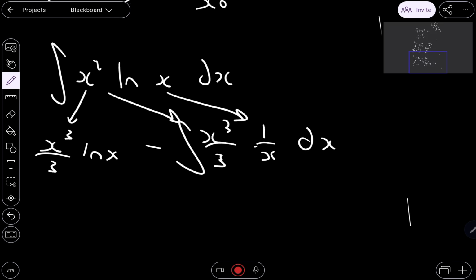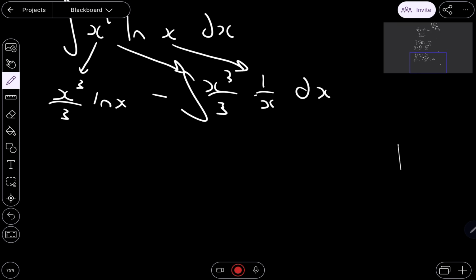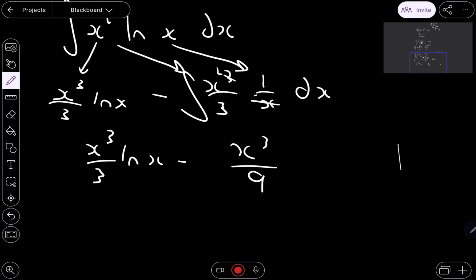And the reason, of course, this goes really well is because this term is the same, right? X cubed over 3 log of x. And then we minus, and of course this cancels with this to make a 2. We raise it to a 3 when we integrate, divide by 3, and we end up with a 9.